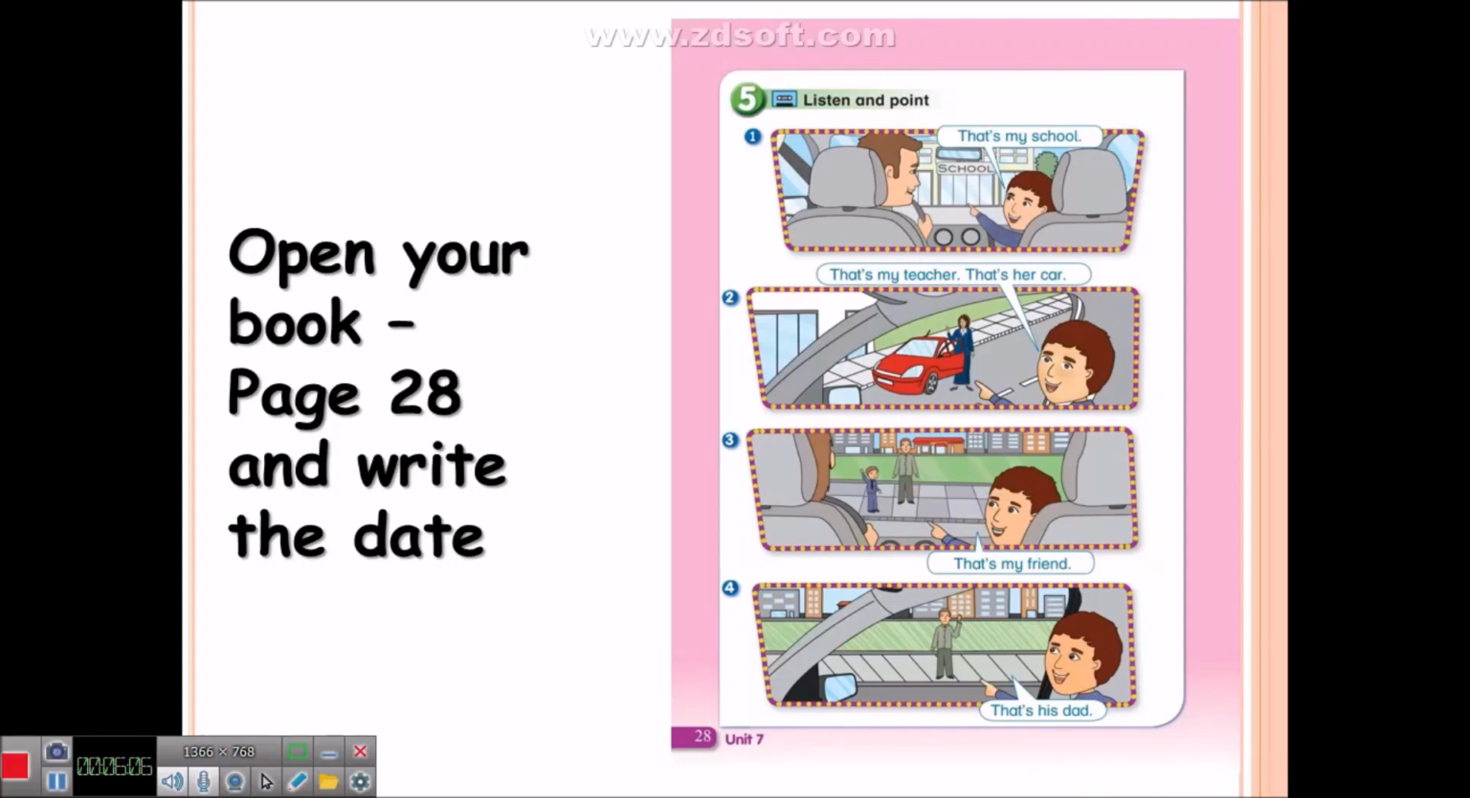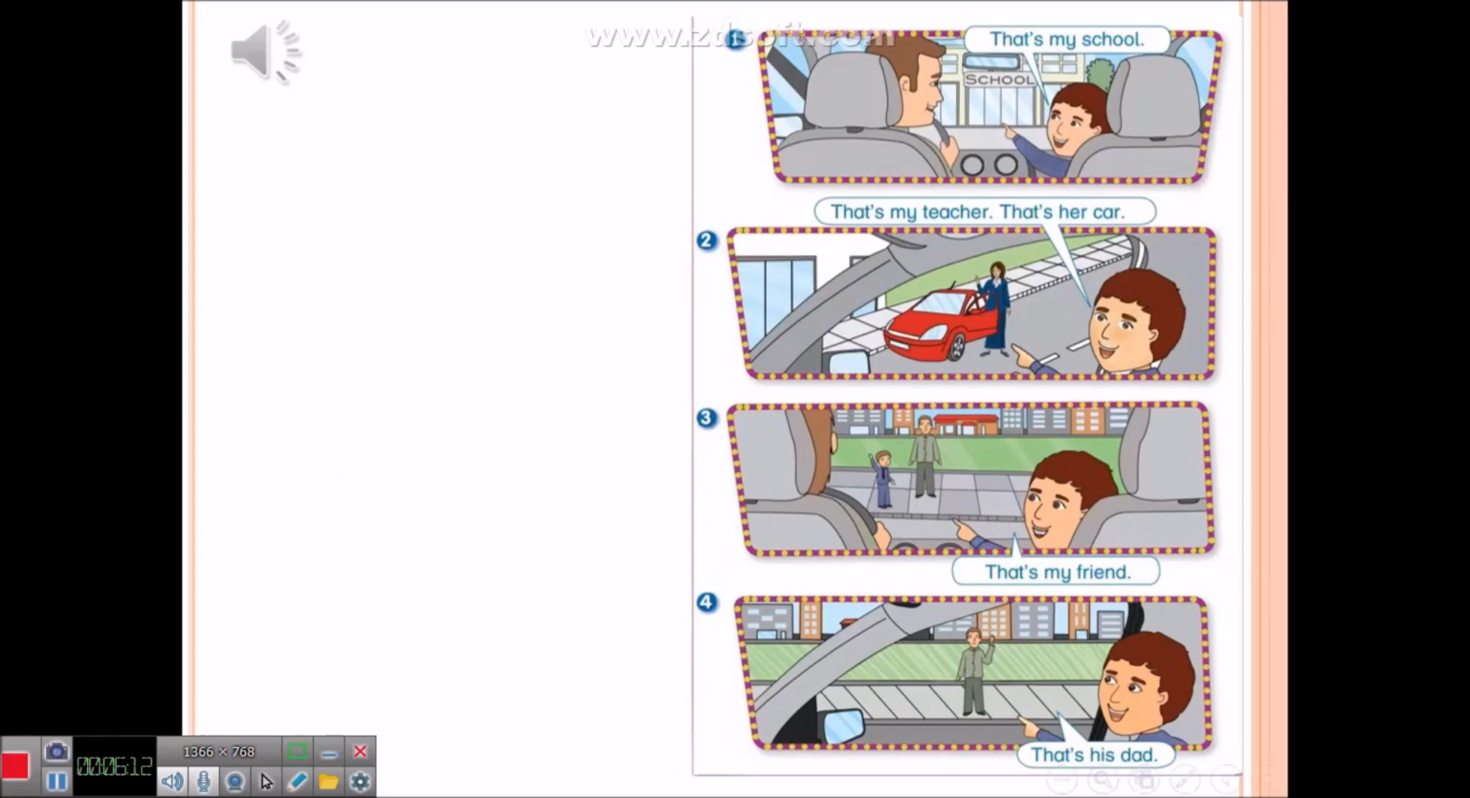Open your book, page 28, and write the date. Listen. Pupil's book, page 28, Unit 7, Exercise 5. Listen and point. That's my school. That's my teacher. That's her car. That's my friend. That's his dad.